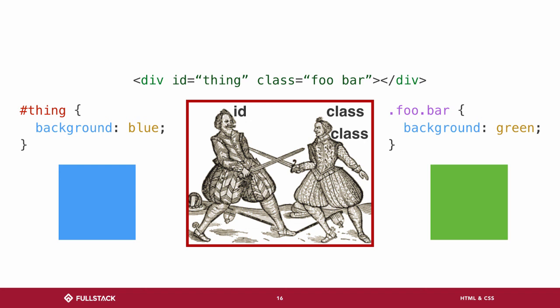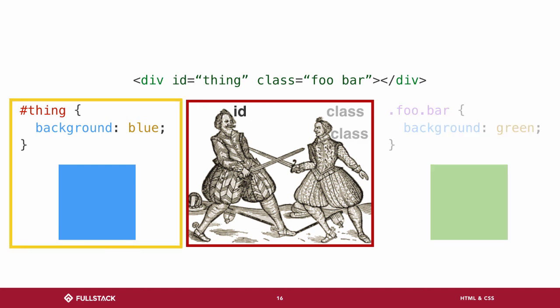So here's another example that we have here where we're specifying that if you are both foo and bar, your background should be green. And we have our ID rule that specifies that if your ID is thing, your background should be blue. And you might end up thinking that, well, I've got two classes here that end up matching this tag. That's got to hold a lot more weight, but it's actually ID, which is considered more specific.